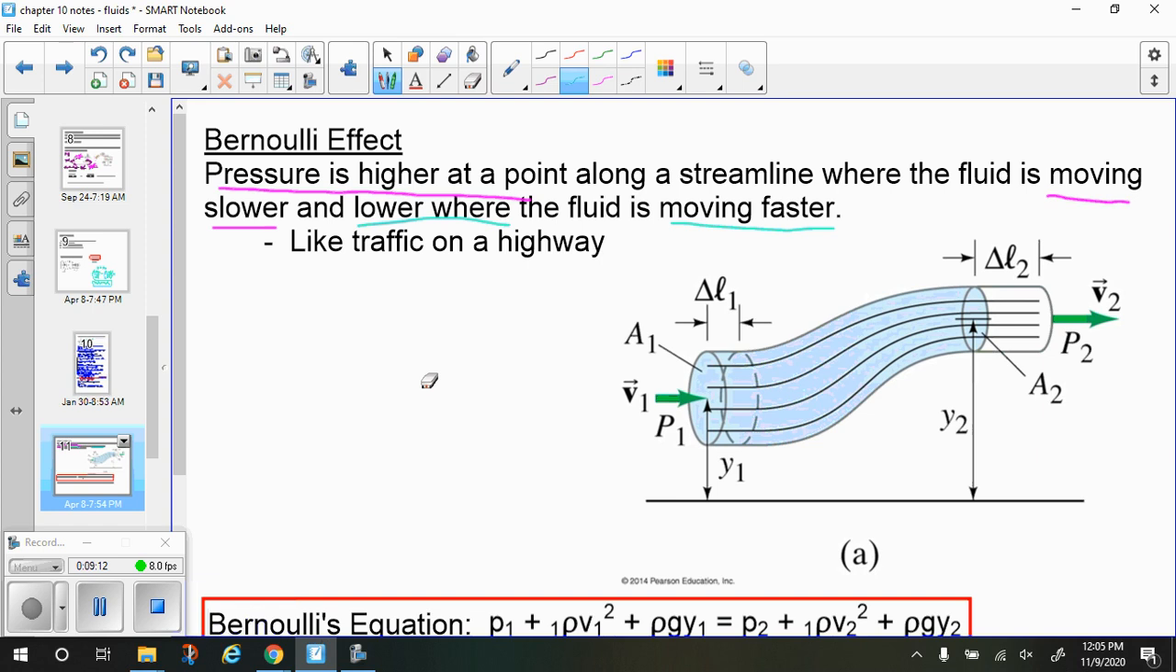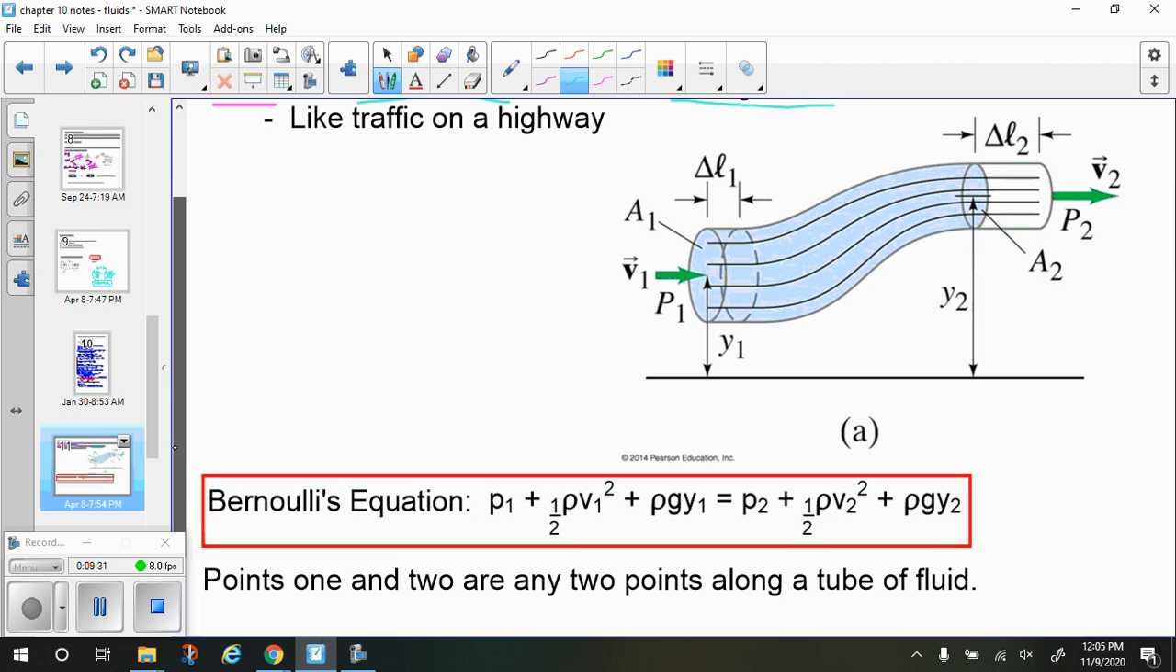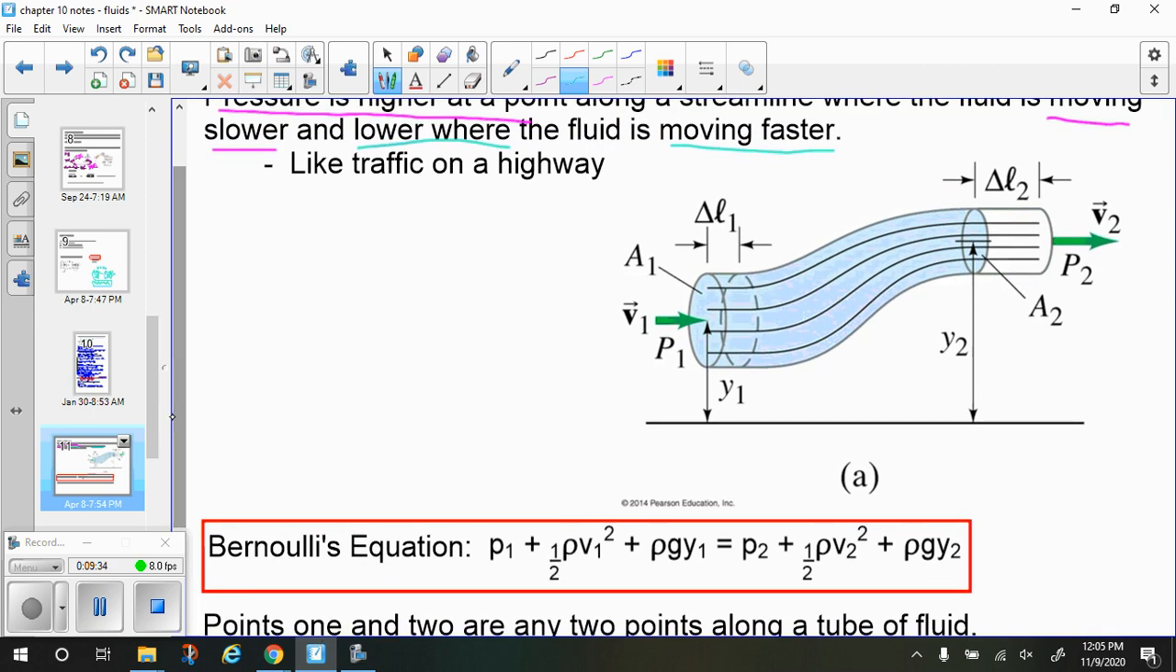And it's a little bit like traffic on a highway, I think. Let's think about it that way. I'll explain that in just a second. I have Bernoulli's equation printed out for you. And then basically we think about how these things are changing as we go, like as we change the area, so the diameter here, as we change the place in the gravitational field, the velocity of the fluid will change.